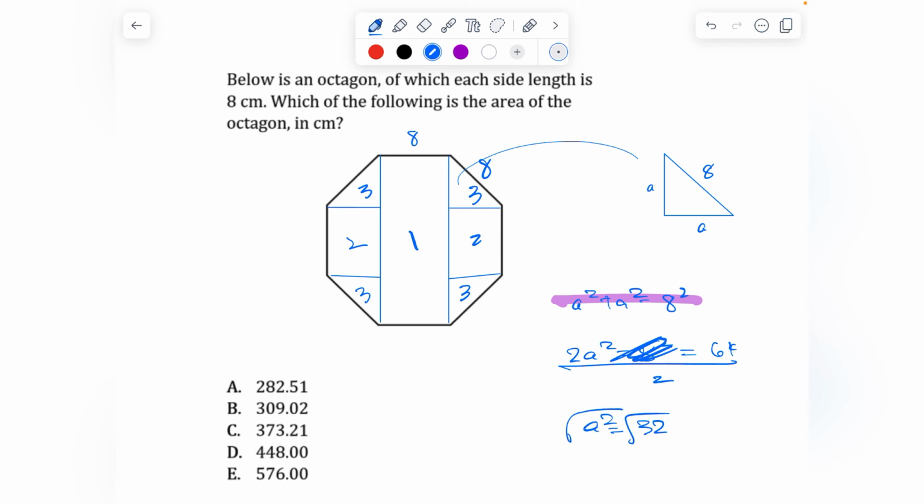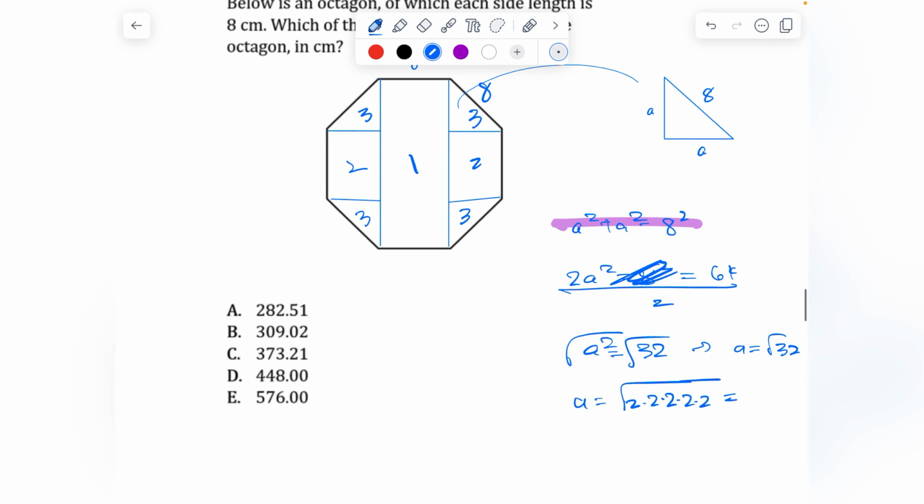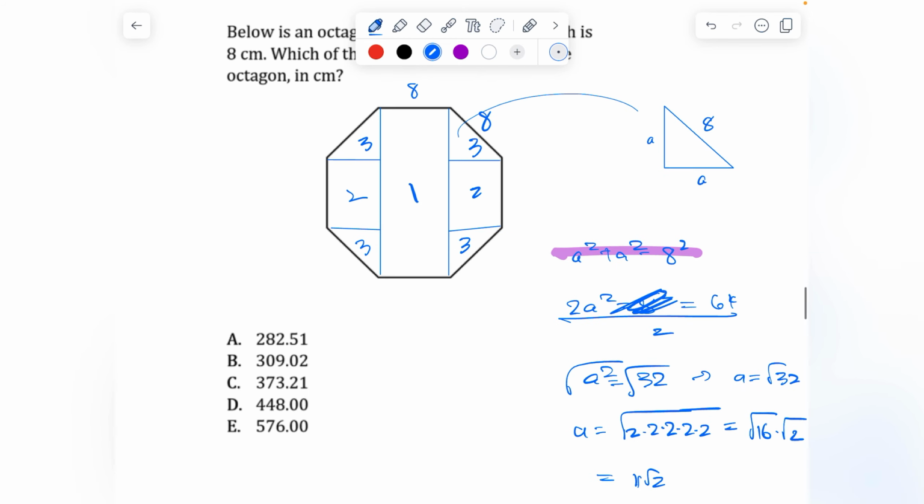Take the square root of both sides, and we end up with a equals the square root of 32, which simplifies to the square root of 2 times 2 times 2 times 2 times 2, which is equal to the square root of 16 times the square root of 2, which is 4 square root of 2, right? Okay, so what does that tell me? I have 4 square root of 2, 4 square root of 2.